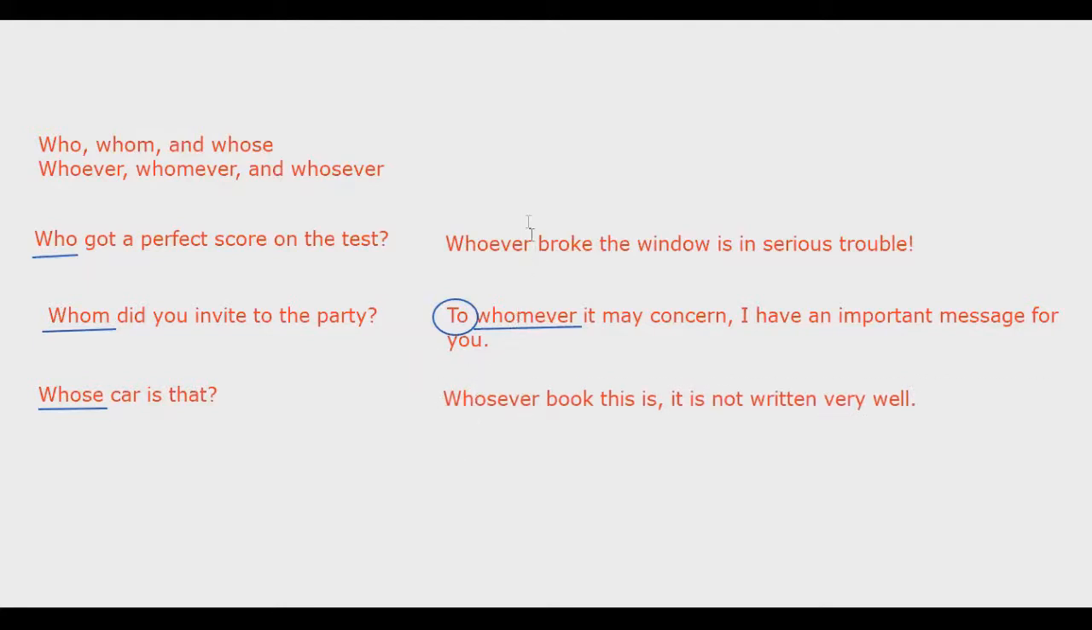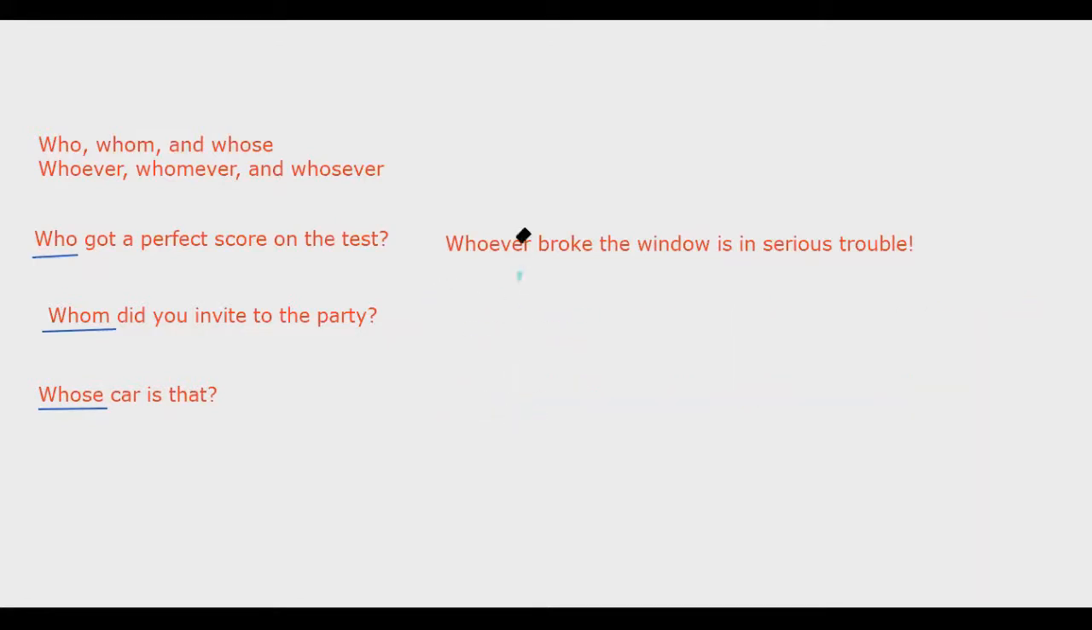Whosever book this is, it is not written very well. So here we have whosever, which is like whose, but the ever part, I don't know how to explain it, it's really just another way of saying whose. I guess whosever implies a number of choices compared to whose, which implies just one choice. But here, whosever is the possessive case because we're wondering whose book this is. So that's really all there is to that.